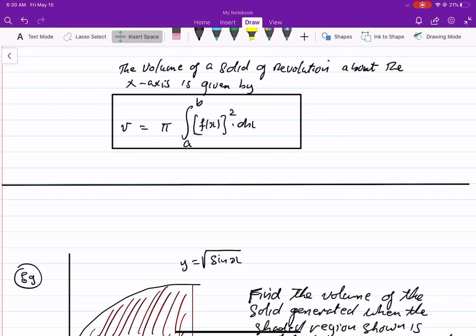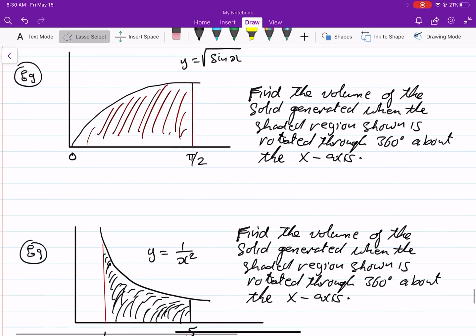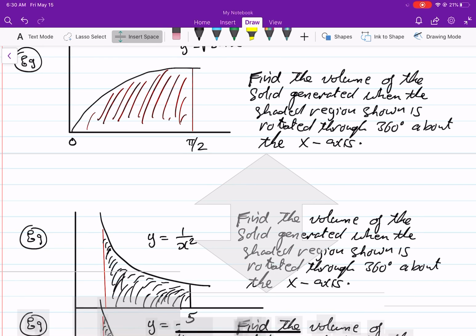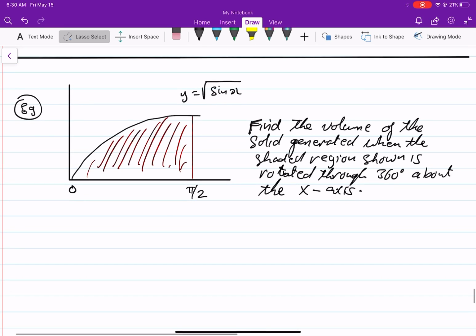Okay, the first one. Let me make some space at the bottom here as well. You're taking that area shown there. Find the volume of the solid generated when the shaded region shown is rotated through 360 degrees about the x-axis. So you're taking the region between 0 and pi upon 2 for the graph y equals root of sine x, and you're wrapping it completely about the x-axis.